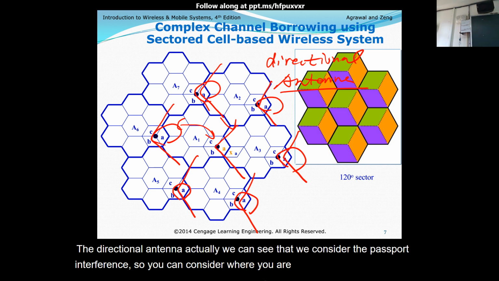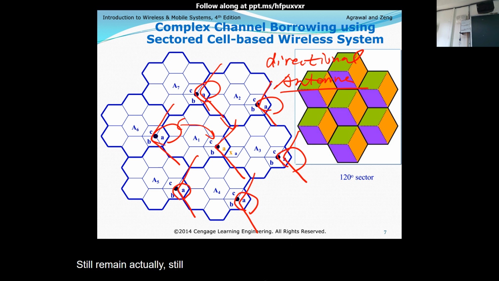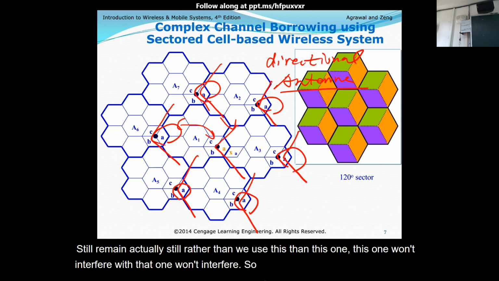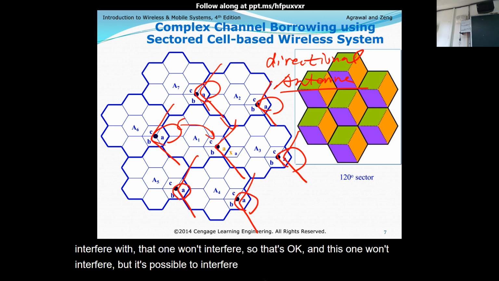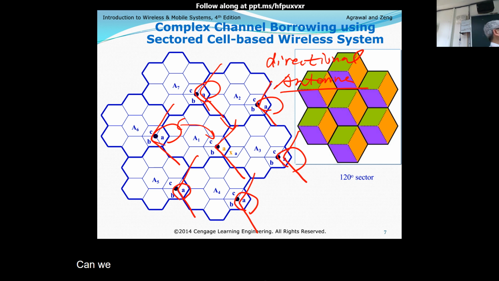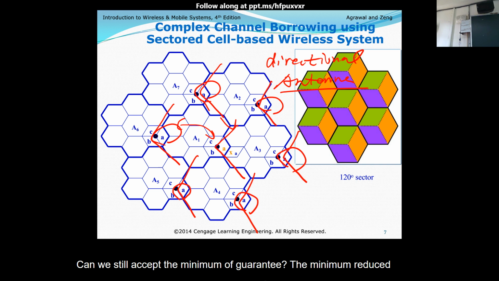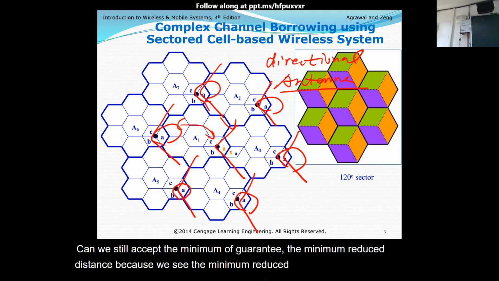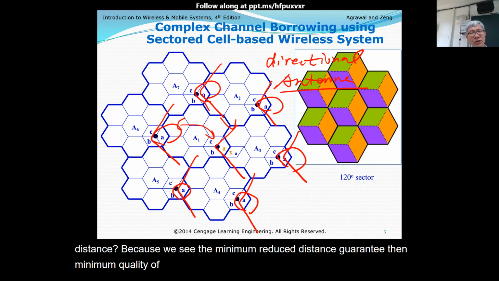It still remains larger than the reuse distance, and this one won't interfere with this, and that one won't interfere. So that's okay, and this one won't interfere. But it's possible to interfere with this one. So you need to consider whether we can still guarantee the minimum reuse distance, because previously the minimum reuse distance guaranteed the minimum quality of service for the call. If so, then you need to consider those.